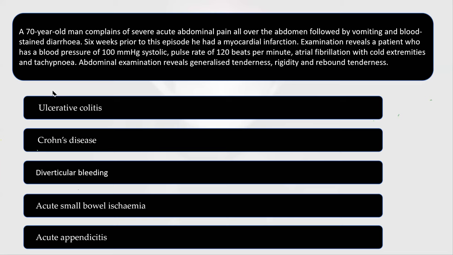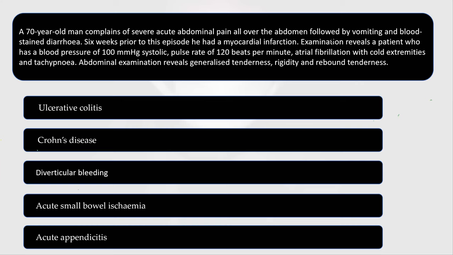Okay. And so this is a vascular question. Yes, exactly. This is the explanation. So yes, you corrected it, I'm just kidding with you. It is bloody diarrhea and acute abdomen, a peritonitic acute abdomen. There is tenderness, rigidity, and rebound.